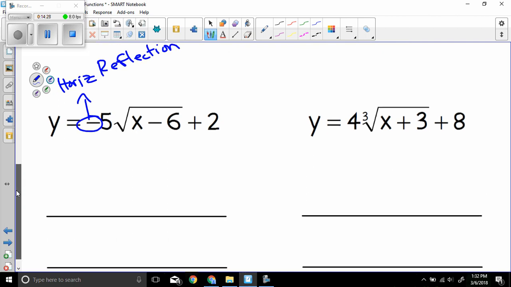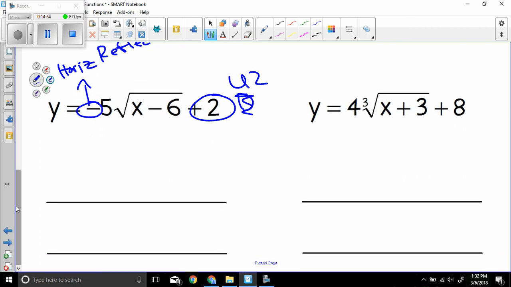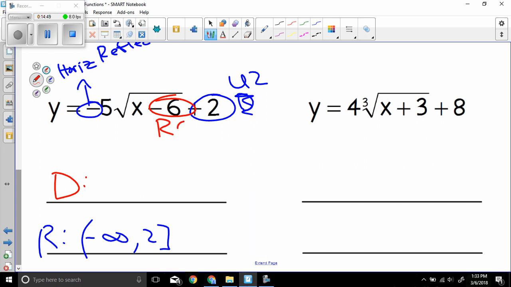So maybe I should start with the range on this one. This means I went up 2. Okay, so I go up to 2. That is actually how high it goes. Remember, this thing's going down. Oh, so it goes down forever, but it goes up to 2. That is the range. Domain now, that's not bad. Okay, that 6 means it goes right 6, so it starts at 6. It's still going to go to the right forever, and there I have my domain.